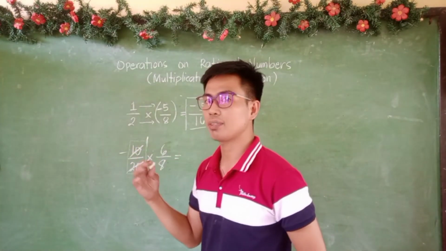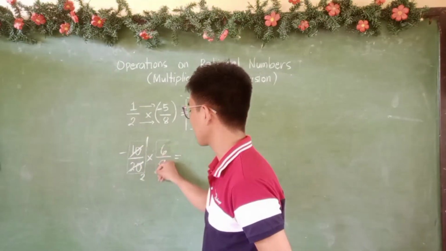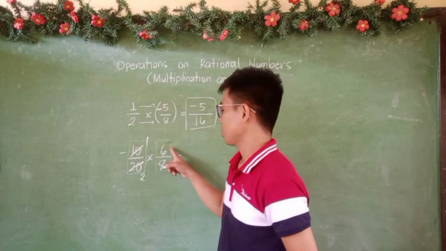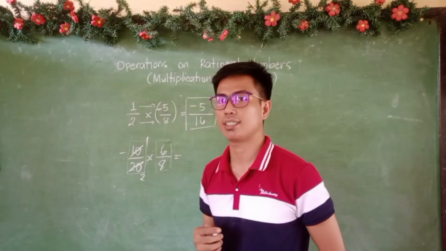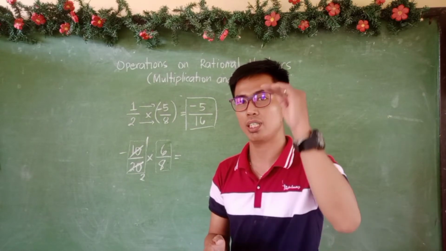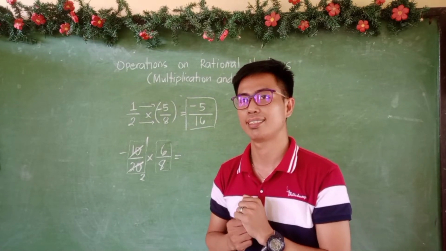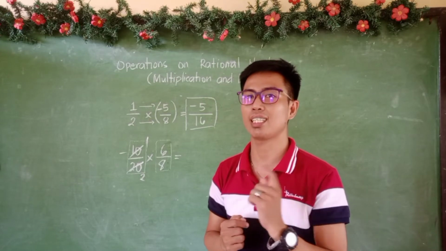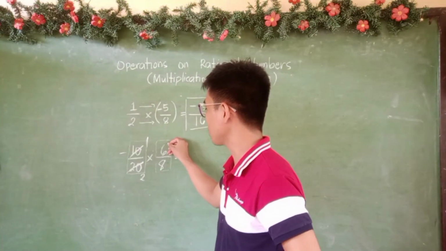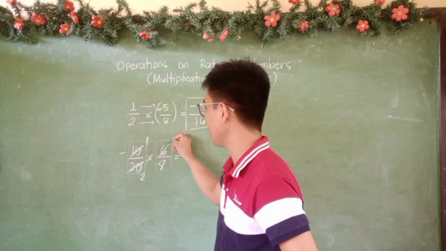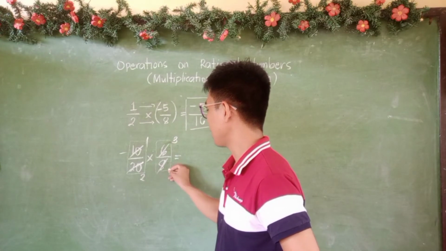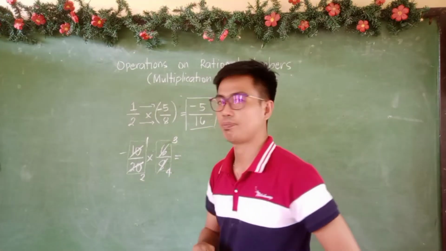And then after that, doon naman tayo sa pangalawang fraction. So titignan din natin kung meron silang pwedeng i-lowest term. So we have 6 over 8. So what do you think is the number that can be divided both 6 and 8? Exactly, that is 2. So dividing the numerator and the denominator by 2, we have 6 divided by 2 is 3. And we have also 8 divided by 2, that is 4.